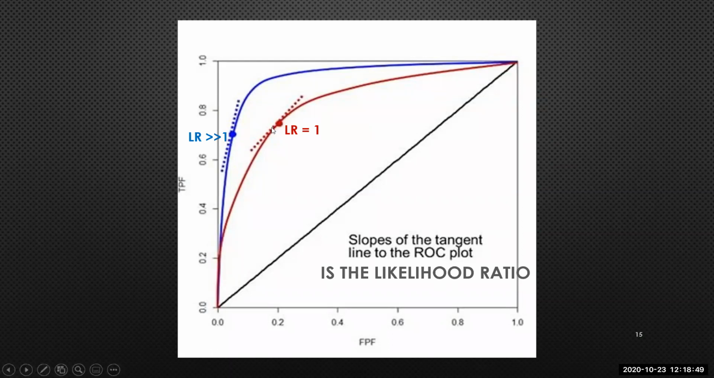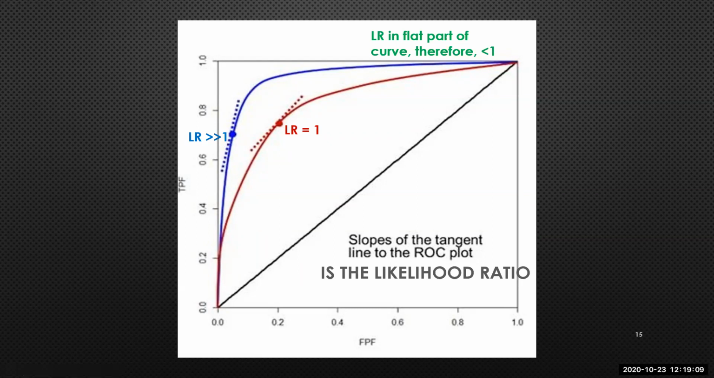A cut point that's at this part of the curve has a likelihood ratio of 1, right? This tangent line has a slope of 1. And so therefore, a likelihood ratio in the flat part of the curve would be much, much less than 1, or technically negative.